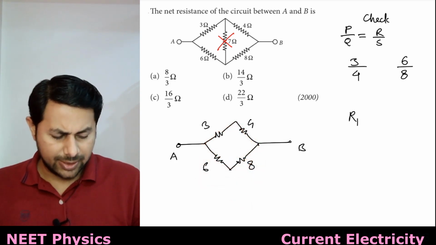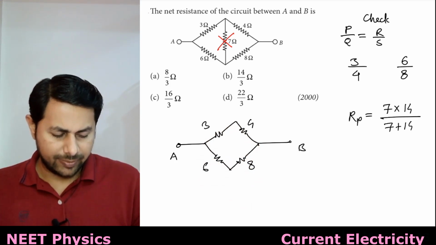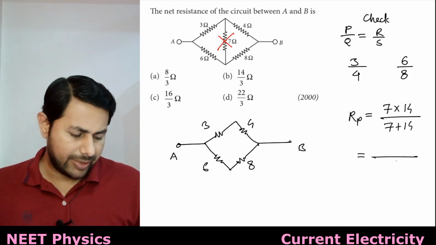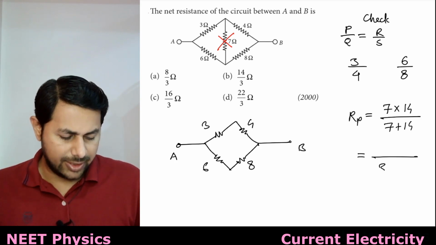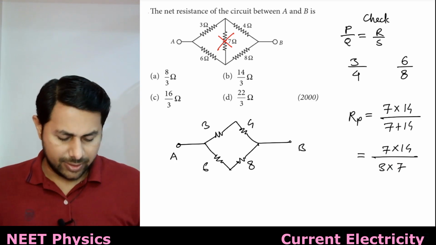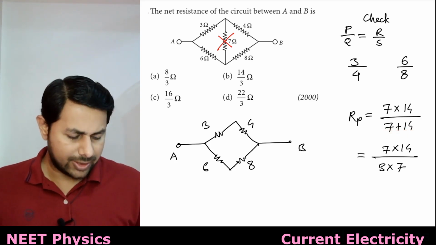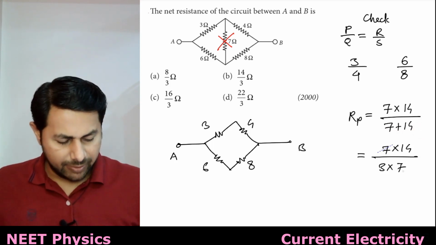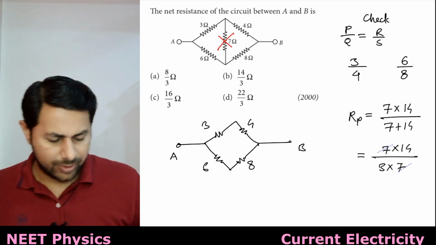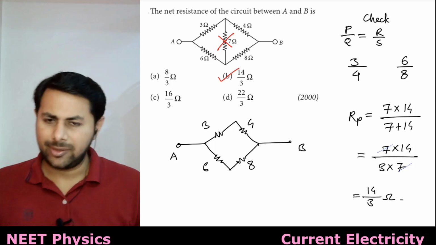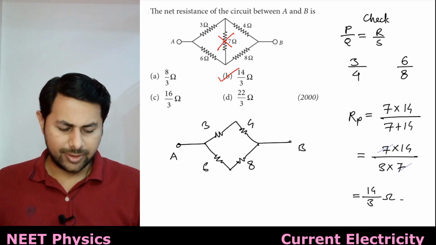What's the total resistance? Rp would be equal to 7 times 14 divided by 7 plus 14. That's simple. So what's that? This is 7 times 14, and in the denominator, 7 plus 14 is 21, means 3 times of 7. Then you can cancel out this 7 and 7. So what remains is 14 by 3. So the answer is 14 by 3 ohms. This is very simple, right?